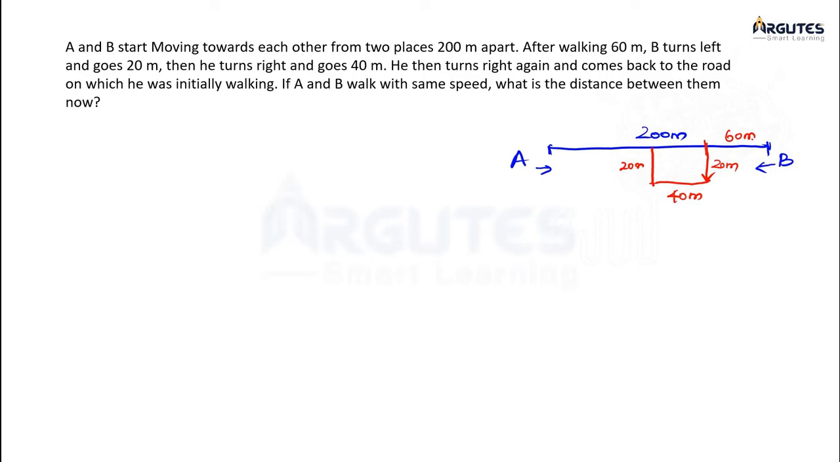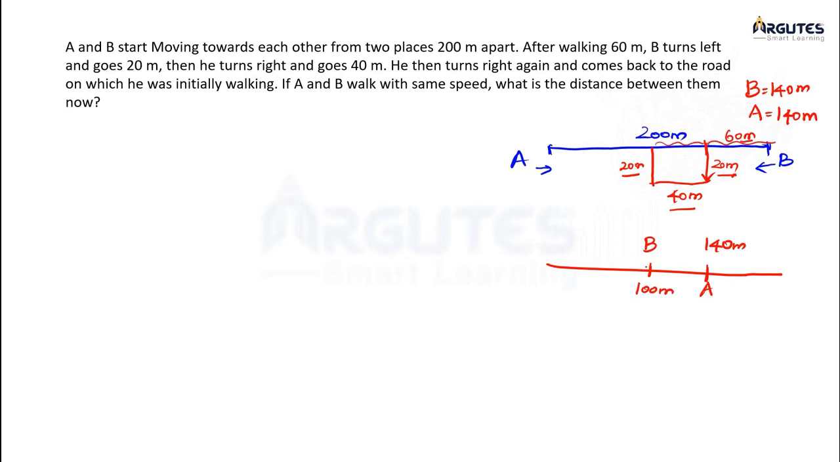So let us consider the distance traveled by B. 60 meter plus 20 meter is 80 meter. 80 plus 40 meter is 120 meter. 120 meter plus 20 meter is 140 meter. So B covers 140 meters. So if A also travels with the same speed, A would have also covered 140 meter. Am I right? So when B is here, A will be here covering 140 meter. At that time, B covers just 100 meter. Yes or no? This is 60 and this is 40. So in this straight line, B will be in the 100th meter and A will be in the 140th meter.